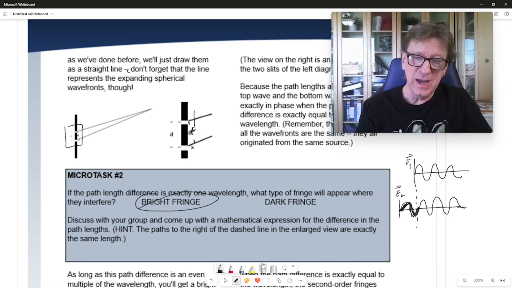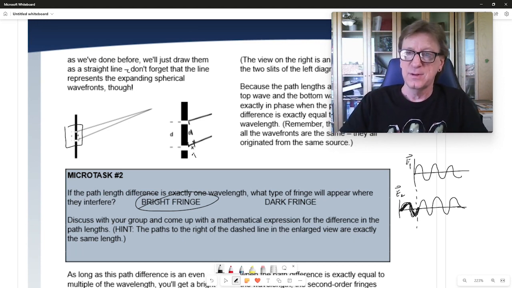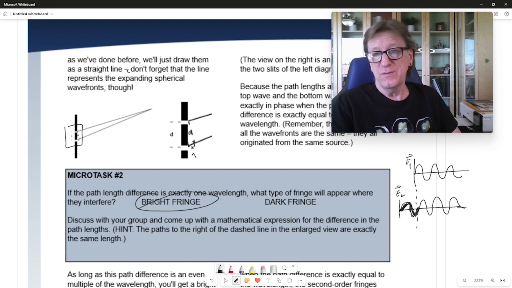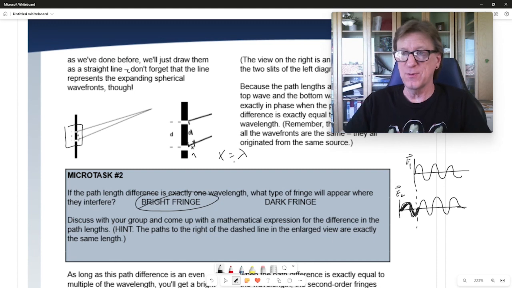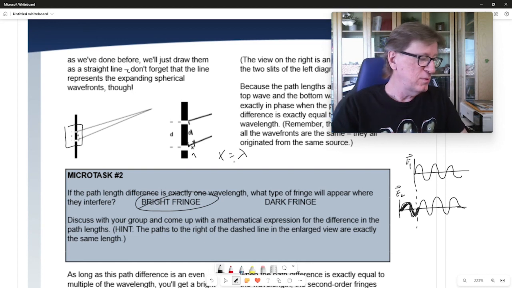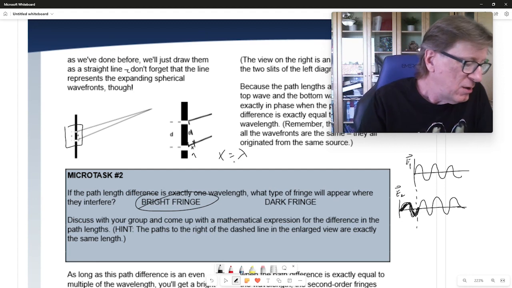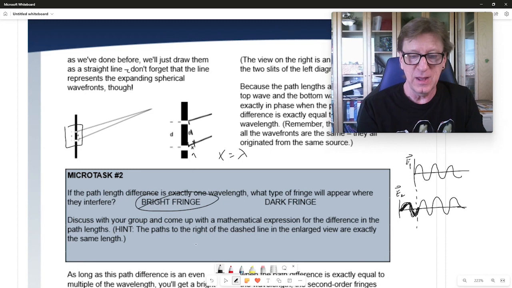So what can you say about x? X is this distance here, and it goes from here to here. If I have a bright fringe, what can I say about x? Well, x must be equal to one wavelength, right? So x must equal lambda in order to get a bright fringe. That's the key condition. All right, so now we can use trigonometry. I'll get a bright fringe whenever x is equal to lambda.